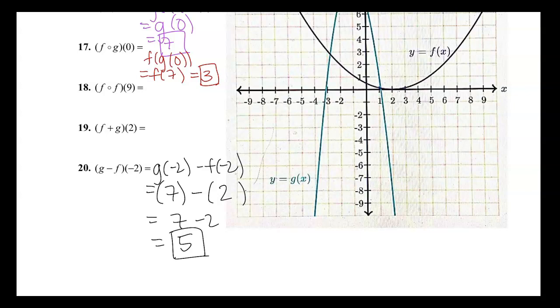All of the remaining questions that I've left in this packet are extra practice to help you study for your tests and quizzes.